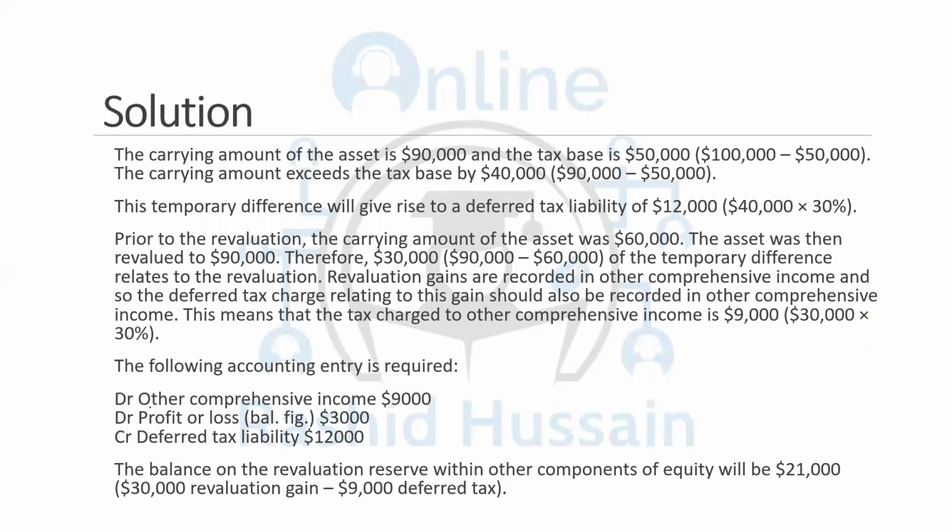So how are we going to record it? As I said, you are going to treat it in the other comprehensive income. The gain is recorded in the other comprehensive income. So does its deferred tax consequence. So 9,000 is the deferred tax liability which is related to the revaluation. So you're going to deduct it from the other comprehensive income. The total deferred tax liability is 12,000. We have already calculated it. So the balancing figure goes to the profit or loss, which is 3,000. And you see in the revaluation surplus, we will be having 30,000, the gain, minus its deferred tax consequence. So it is going to be 21,000.